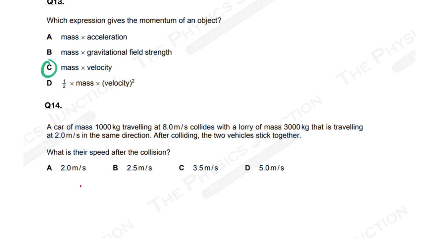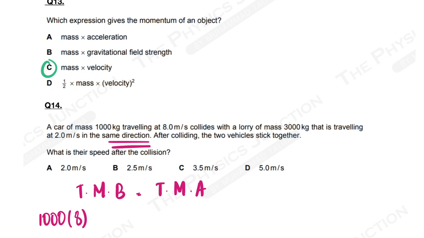So again, I have total momentum before equals total momentum after. Before, it's 1000 times 8. Again, no need to use sign convention because of this phrase right here. So 1000 times 8 plus 3000 times 2. They stick together, so their masses get added up. So that's 4000, and you need to find the speed of the combined object. Once you become really good at this, then you don't need to draw the diagrams anymore. But initially, I would highly recommend all of you to draw these. Solving for v, this turns out to be 3.5 meters per second.